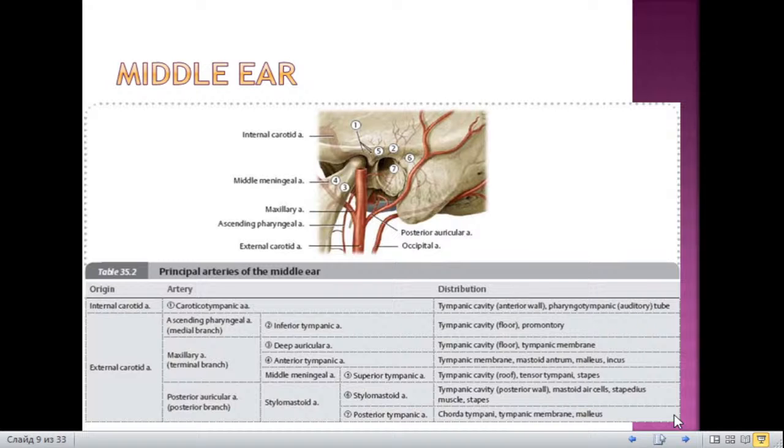And the last artery from the system of external carotid is called deep auricular artery. Deep auricular artery originates from the maxillary artery, and it supplies the floor of tympanic cavity and tympanic membrane.